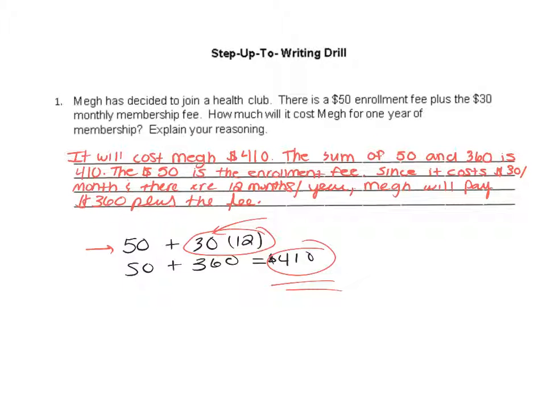The end. It will cost Meg $410. The sum of 50 and 360 is $410. The $50 is the enrollment fee. Since it costs $30 per month and there are 12 months per year, Meg will pay $360 plus the fee, which is $410.